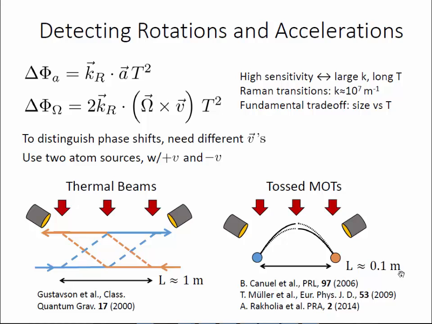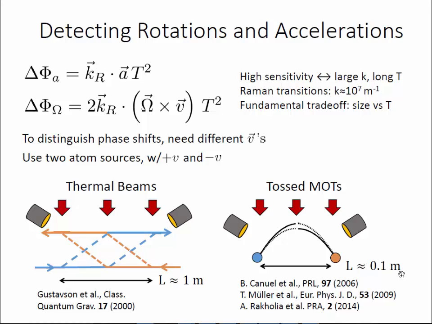Of course, both of these phase shifts scale very strongly with the interrogation time T, and that leads to this trade-off between size and sensitivity. The final thing I want to point out is that we want to detect both of these phase shifts in the same experiment, but that means that you need to have some way to tell them apart. And the way that that's been done traditionally is by exploiting this velocity dependence.